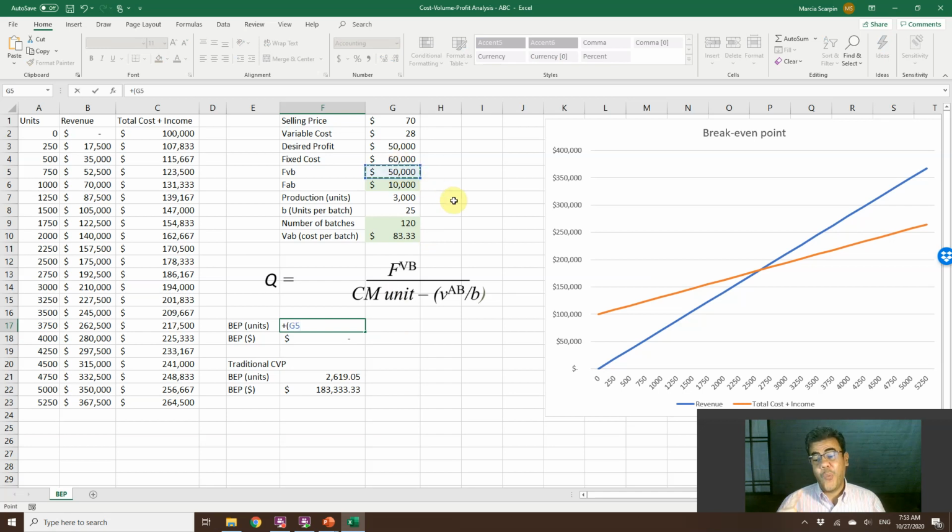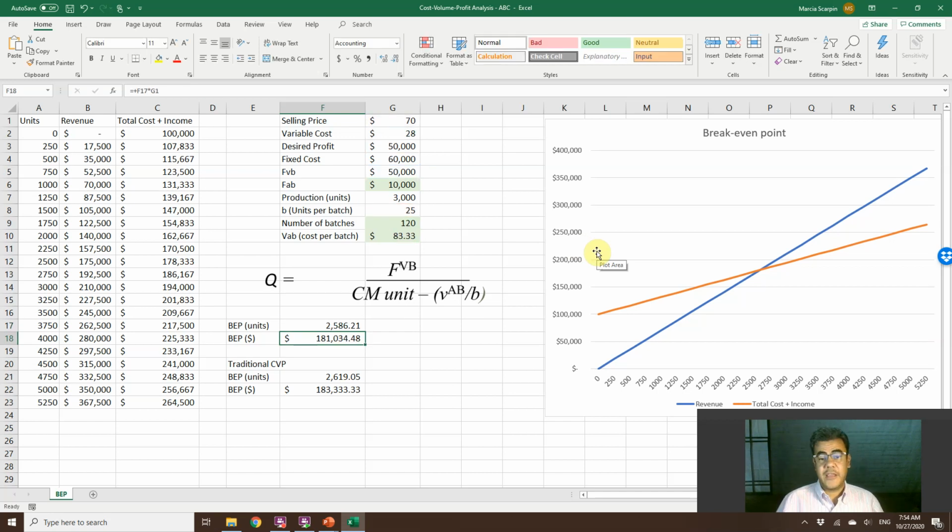Fixed cost, and now only the fixed cost plus operating income or desired profit divided by double parentheses here. Contribution margin per unit, 70 less 28, less variable cost per batch divided by number of units per batch. And 2,586. And now we don't have this contribution margin in percentage anymore because we can't create it. We would need to add these variable costs in our contribution margin ratio. However, it's much easier. Just do break-even point in units times the selling price.